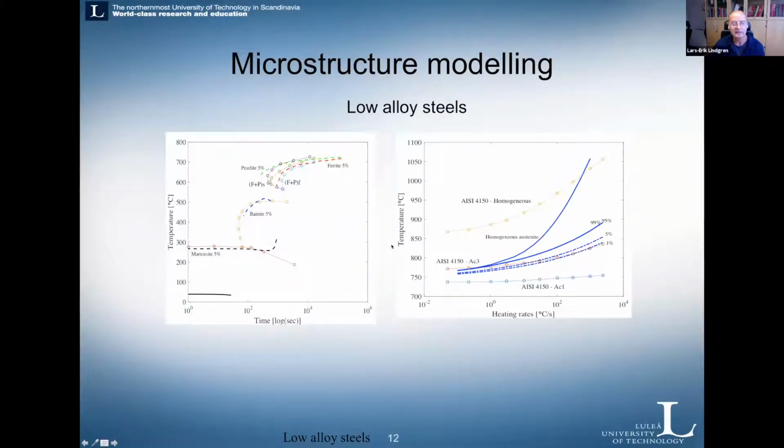So here is an example of, I think it was a 3420 steel, measured and predicted TTT diagram. Isothermal heating diagram, not equally good prediction, but we have a possibility in this model to have the effect of heating rate on the austenitization start and finish temperatures. They go up with the heating rate. So that kind of feature.